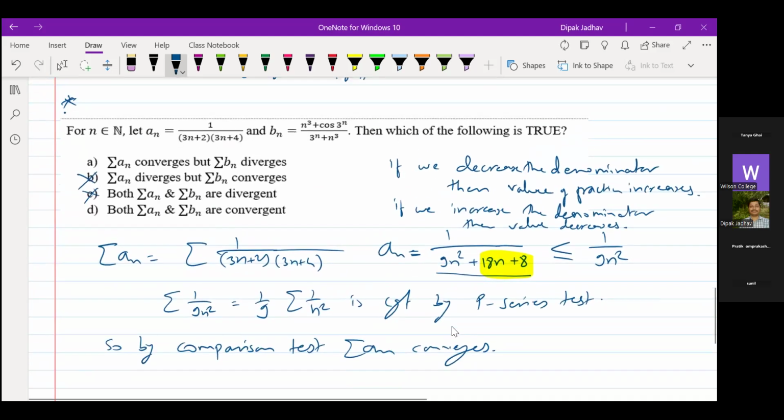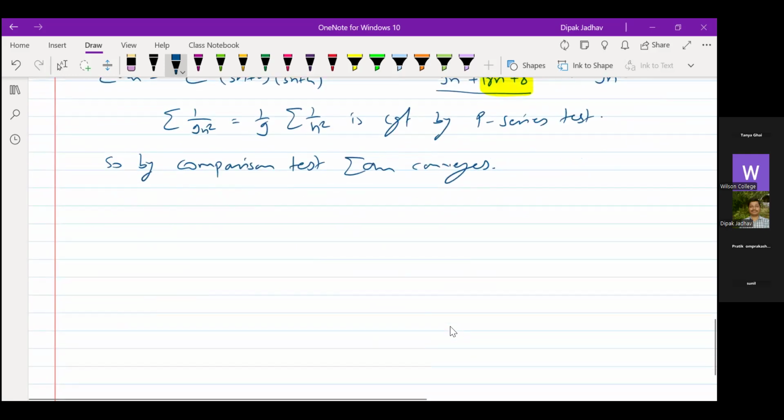Let's focus on the second. What is bn? bn is (n cube plus cos of 3 raised to n) upon (3 raised to n plus n cube). Okay, so how will you deal with this?